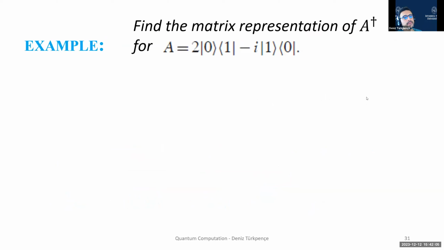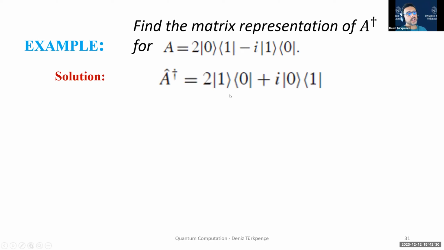Okay. Let's have an example. In our example, find the matrix representation of A dagger if A is given by this outer product notation. Let's first find A dagger in this outer product notation. We know that if A is given by this notation, we can write A dagger by reversing these outer product notations, and of course, here minus i should be plus i. So why is that? It comes from the property that I have given in the previous slide.